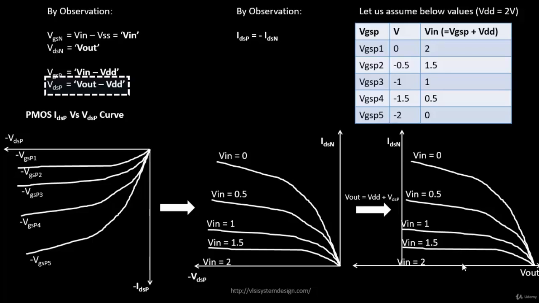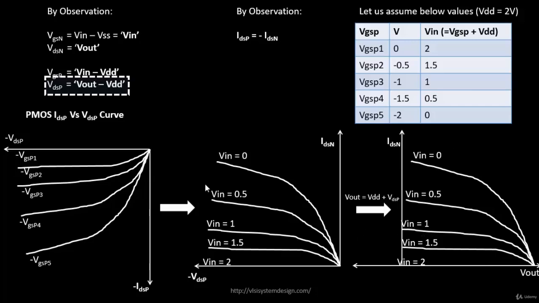Okay, let's take another example. When your VDSP is negative 1 volts, your V out becomes positive 1 volts, which means it's half charged and it needs some amount of current to get charged, and this is the value of current.